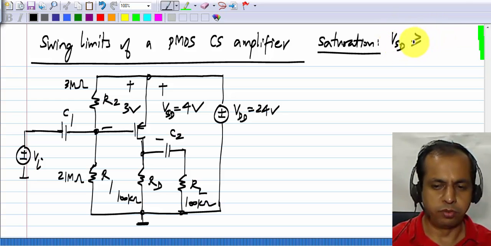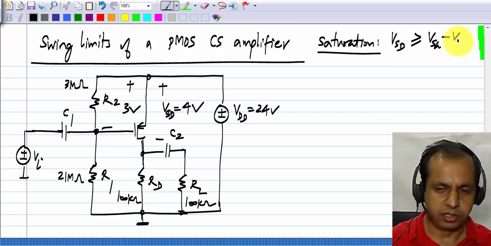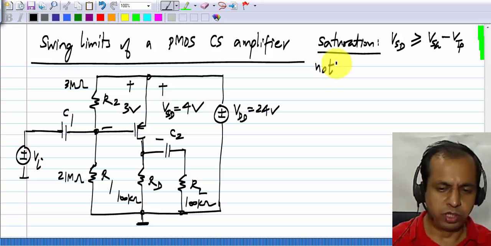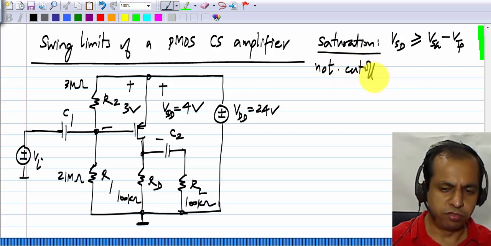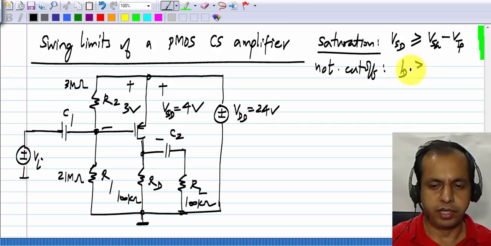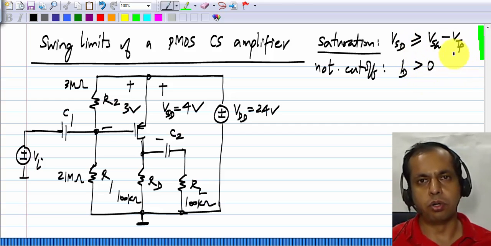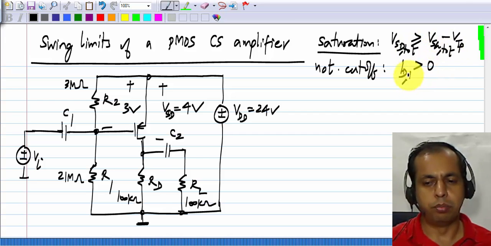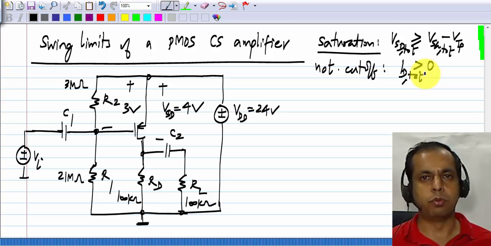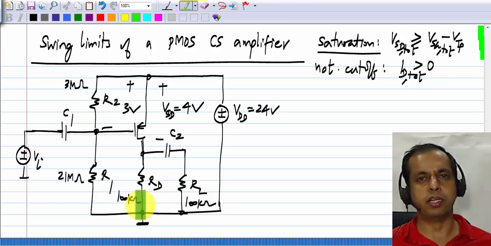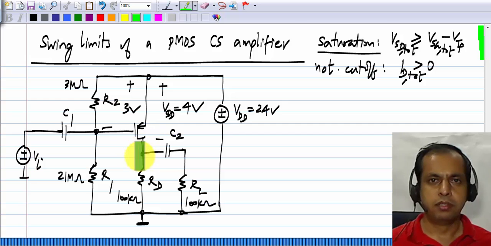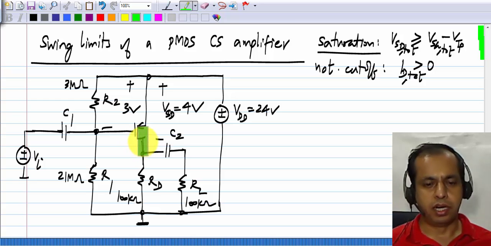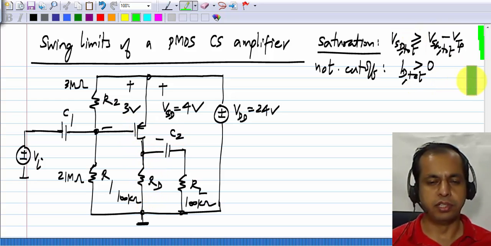VSD has to be greater than or equal to VSG minus VTP, and the condition to avoid cutoff is that ID is greater than 0, and these refer not to the operating point values but to the total quantities when the signal is applied. So what we have to do is similar to what we did in case of the NMOS amplifiers. We have to first find the total VSG, total VSD and total ID and apply these conditions.